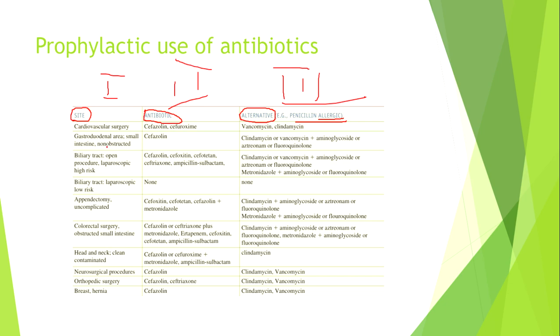GI area, small intestine, non-obstructed, cefazolin. Biliary tract, open procedure, laparoscopic, high risk: cefazolin, cefotaxime, cefotetan, ceftriaxone, ampicillin, sulbactam. Biliary tract, laparoscopic, low risk: none. Appendectomy, uncomplicated: cefotaxime, cefotetan, cefazolin, any of these antibiotics, plus metronidazole. Colorectal surgery, obstructed small intestine: cefazolin or ceftriaxone plus metronidazole. Alternatives: ertapenem, cefotaxime, cefotetan, ampicillin, sulbactam.